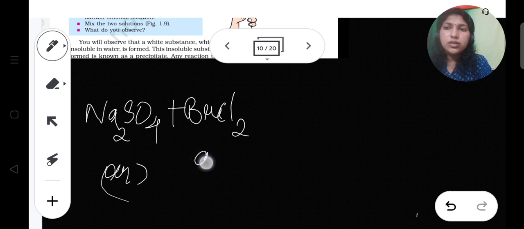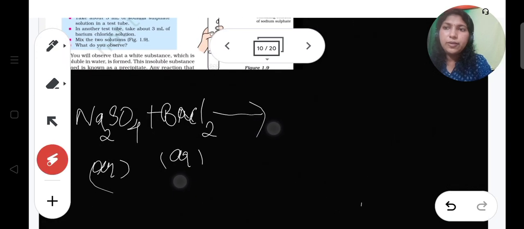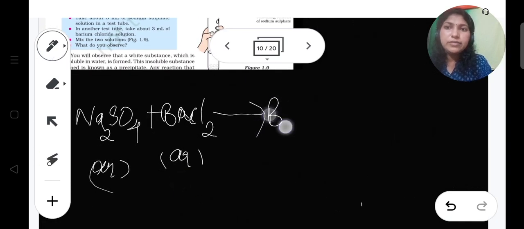BaCl2. This is also an aqueous solution. Okay, the 'a' in Ba should be a small letter. So what product will be obtained in the formation? Barium sulfate. We know that barium sulfate is BaSO4, right? BaSO4 plus sodium chloride.